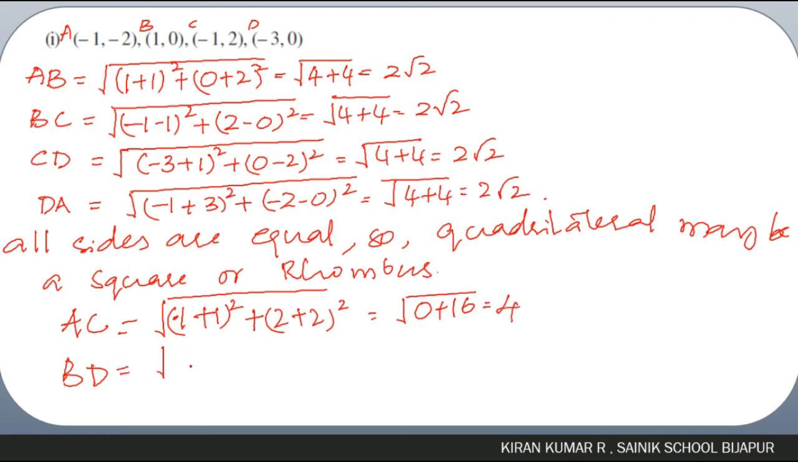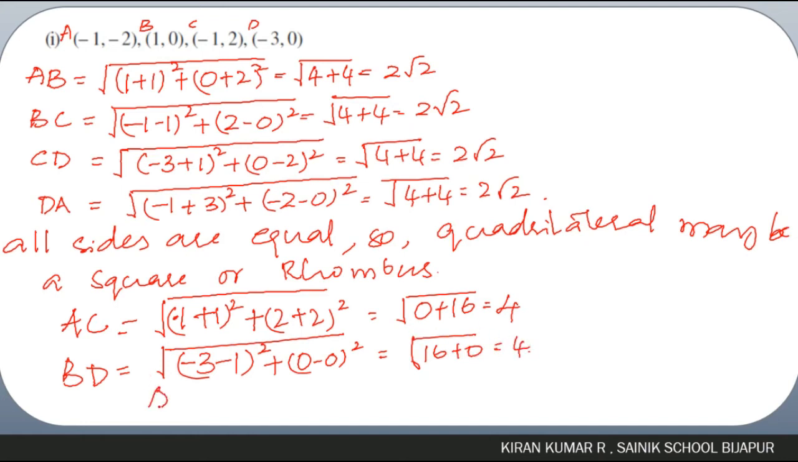The length of BD is negative 3 minus 1 the whole square plus 0 minus 0 square. We again get root 16 plus 0, which is 4 units. Since AC is equal to BD, the diagonals are equal, therefore ABCD is a square.